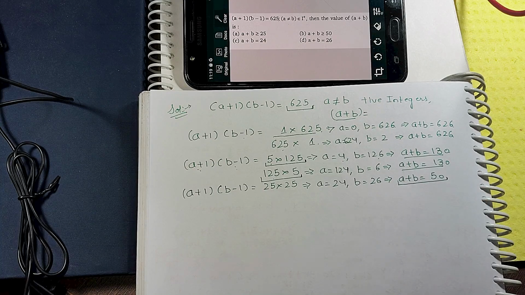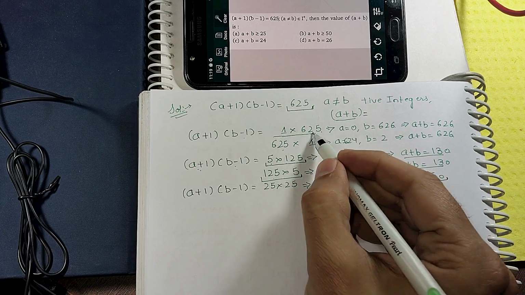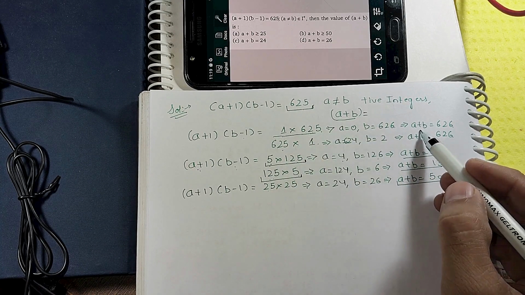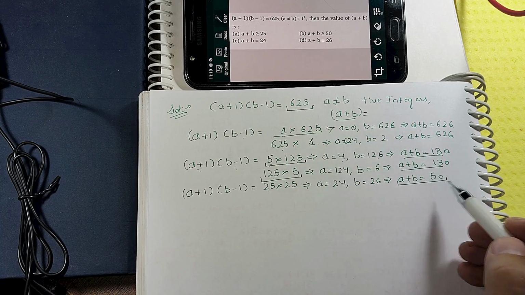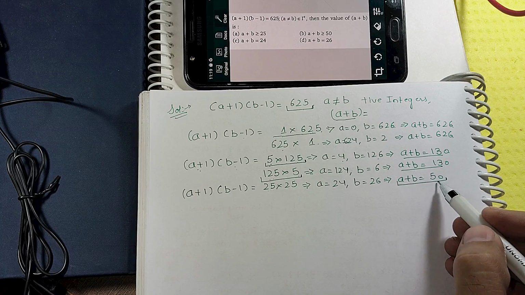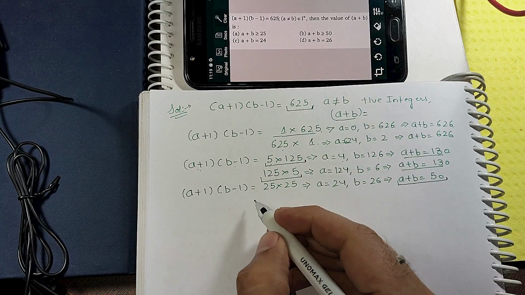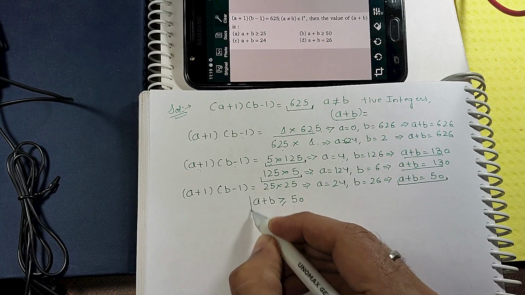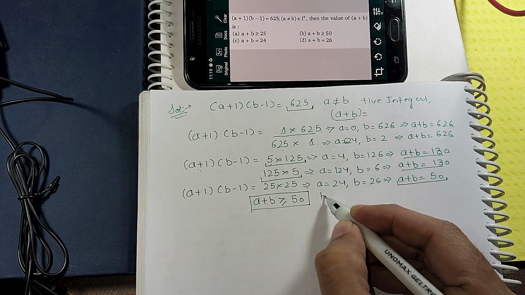Now these are the only products of factors in which 625 can be represented. So among the values of a plus b, you see the minimum value is 50. So we can say option B is the right answer, that a plus b will always be greater than or equal to 50. So the right option for this will be option B.